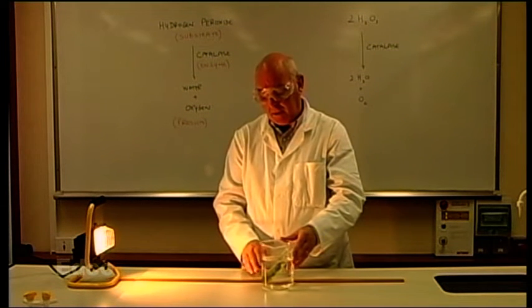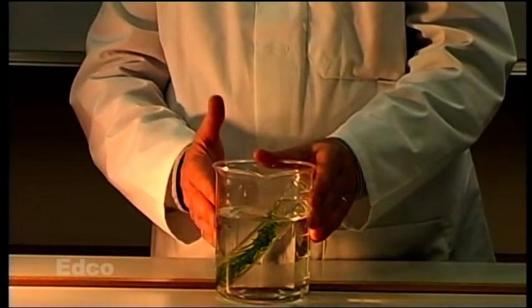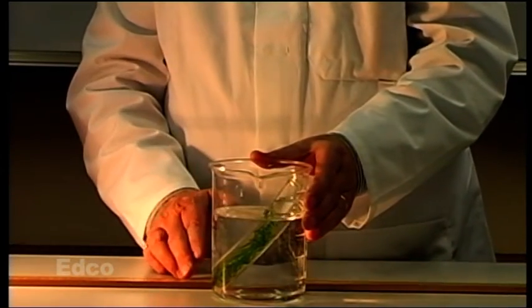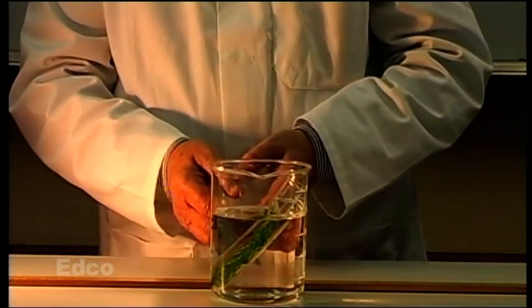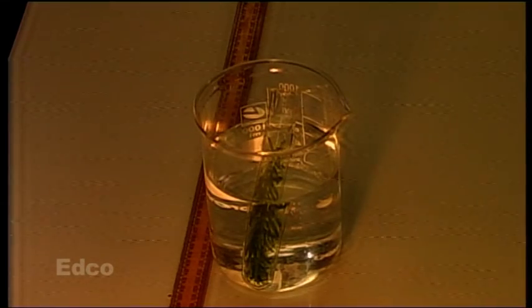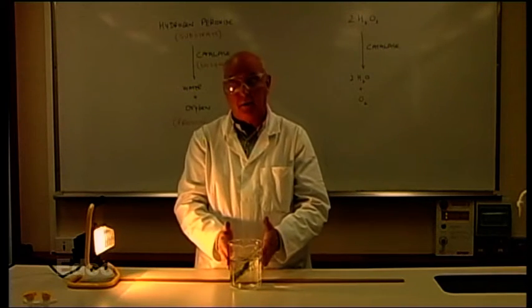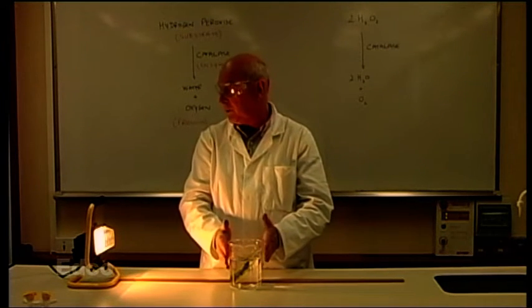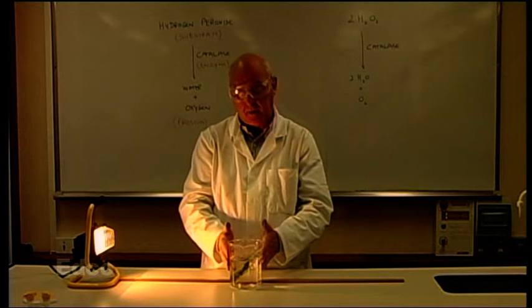Again, we move the apparatus into the 40 centimeter mark. Each time, of course, as we get closer, the light intensity is getting greater and greater. We leave it there for 2 minutes at 40 centimeters to allow the Elodea to stabilize. At 40 centimeters, the average number of bubbles was 22.